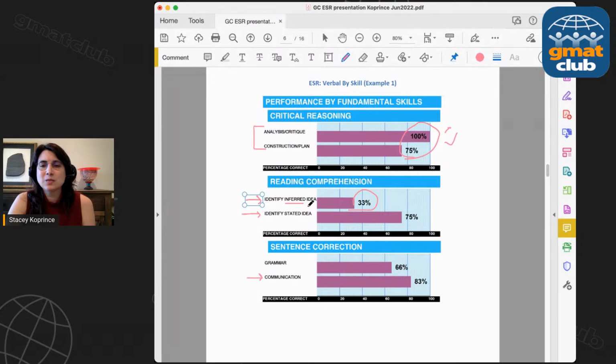And Tarun's asking, is primary purpose part of inferred or stated? I'm not entirely sure. They don't give us a list of that. If I had to guess, I would probably put it in infer, because I don't feel like that's a stated idea so much. But I don't know. I could also see that differing from question to question, depending on whether the passage had a topic sentence that stated the main idea, or whether it didn't, and you had to pull it out yourself.